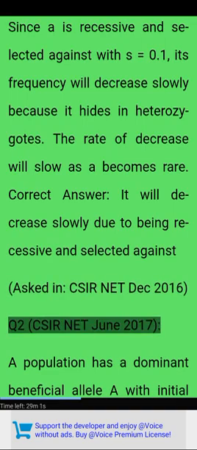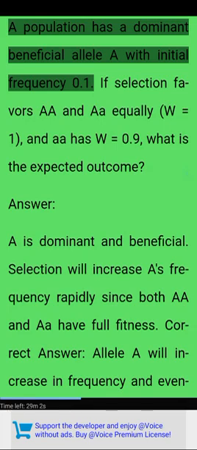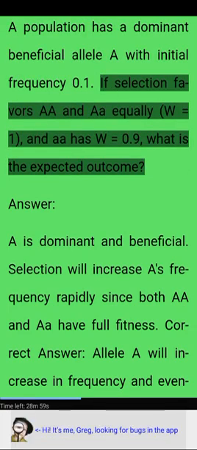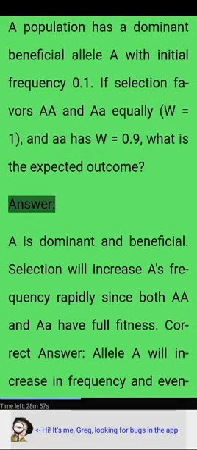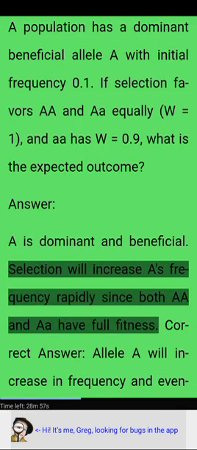Q2, CSIR NET June 2017. A population has a dominant beneficial allele with initial frequency 0.1. If selection favors A and A equally, W equals 1, and a has W equals 0.9, what is the expected outcome? Answer: A is dominant and beneficial. Selection will increase A's frequency rapidly since both AA and Aa have full fitness.